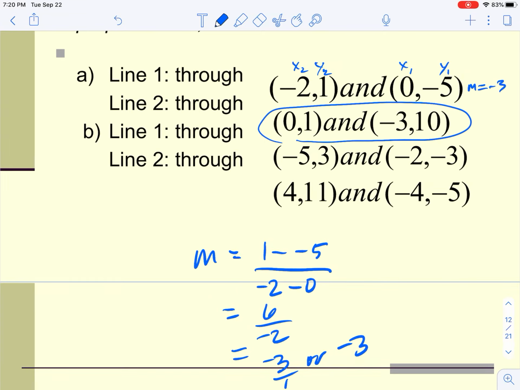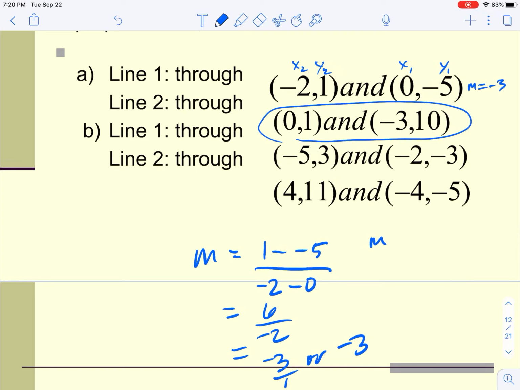And then if I find the slope of these 2 points here, I'm going to take this as x2, y2, x1, y1. And I'll just say, okay, 10 minus 1 all over -3 minus 0. 10 minus 1 is 9. -3 minus 0 is -3. And I end up with the slope being -3.